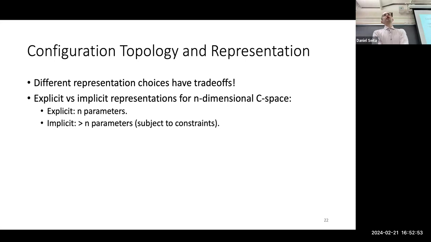So if your configuration space is the sphere, like a point on a sphere surface, then what is an example of an explicit versus an implicit representation? So the surface of a sphere. I'll let you think about it.